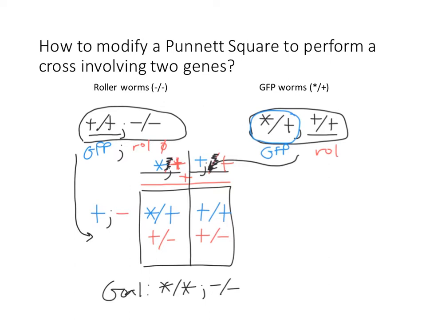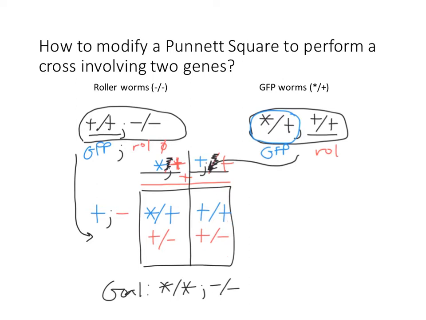We want the roller worm parent, the GFP worm parent. Does this worm do anything for us in terms of reaching this goal? No. It's got one minus allele that it could contribute to an offspring. That's only one out of four alleles. We're looking for asterisk over asterisk, minus over minus. This worm has one of the four alleles that we're looking for.